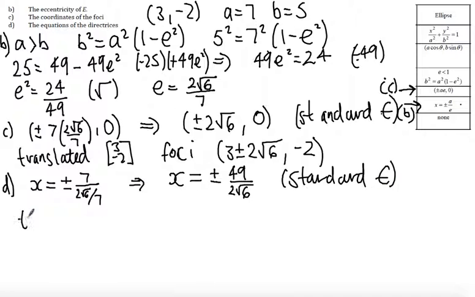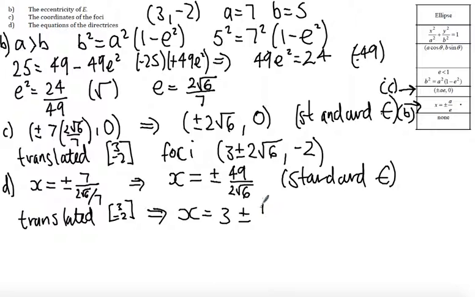So this has also been translated by the vector (3, minus 2). This relates nothing to the y values, so what we get is x equals 3 plus or minus, because it's translated 3 in the x direction, 3 plus or minus 49 over 2 root 6. Okay, well I hope that all made sense and that you understood that question.